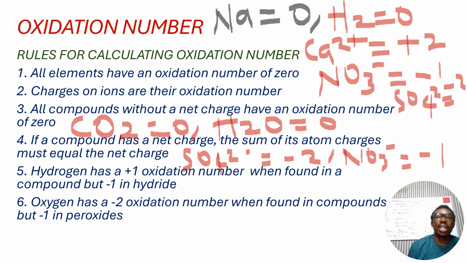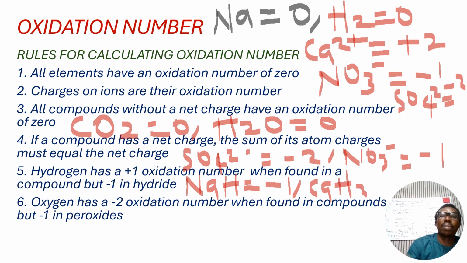Then number 5, hydrogen has a +1 oxidation number when found in a compound, but -1 in hydride. Hydride is a compound that is formed when metals react with hydrogen, like sodium hydride. The oxidation number of hydrogen here will be equal to what? -1 in hydride. Hydrides are compounds of hydrogen and metals. For example, CaH2, calcium hydride: the oxidation number is -1 in hydride, but +1 in other compounds.